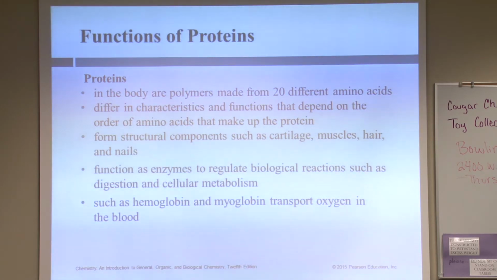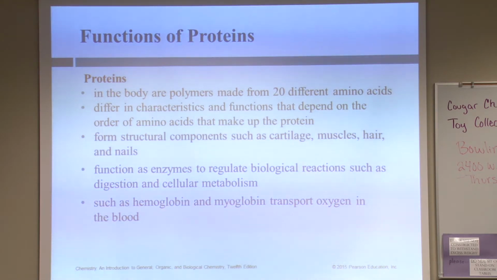Proteins are polymers made up from 20 different amino acids. Like we said, the amino acids are the building blocks, the monomers. They differ in characteristics and functions, which depend on the order of amino acids that make up the protein. So the amino acids are the building blocks of proteins, and the order of the amino acids determines the function and characteristic of that protein. The way these individual amino acids are connected, the sequence, is important.